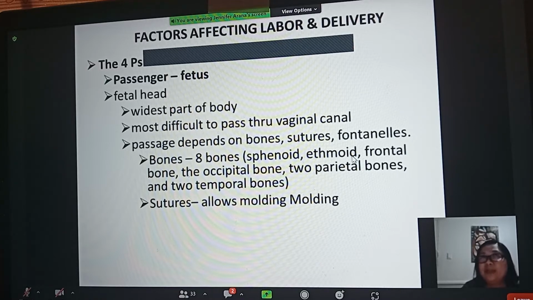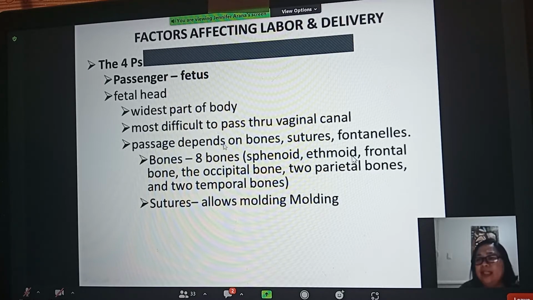It passes through the vagina, but the most difficult part on the maternal side is the pelvis. So what is molding? Molding is the overlapping of the sutures of the skull to allow passage of the head of the fetus through the pelvis.